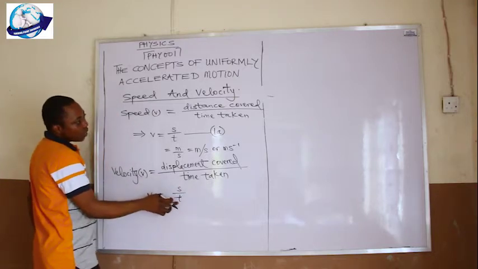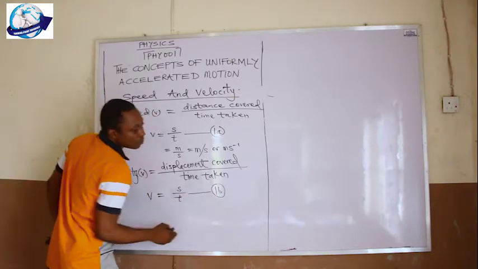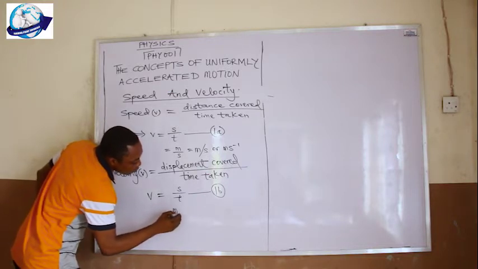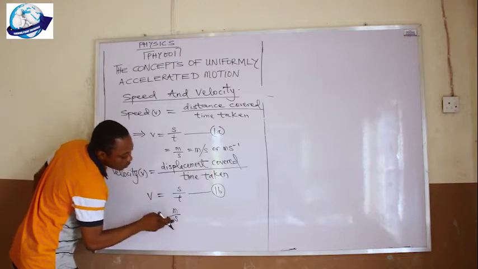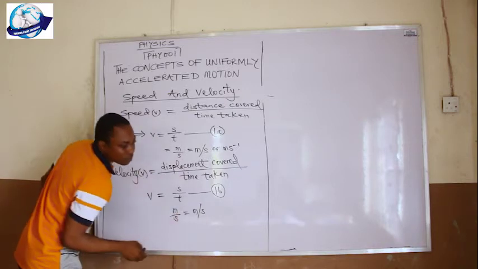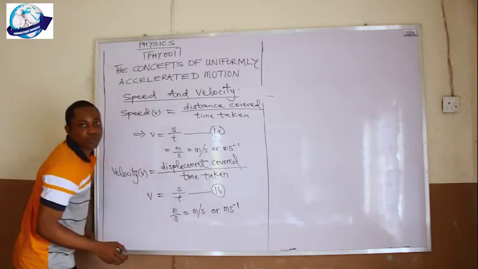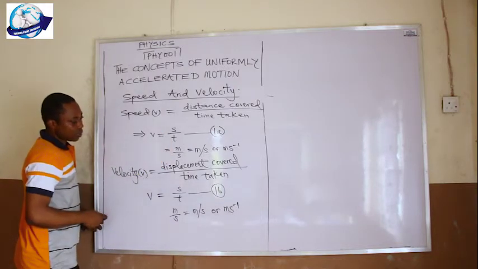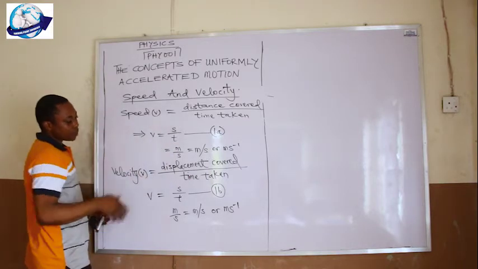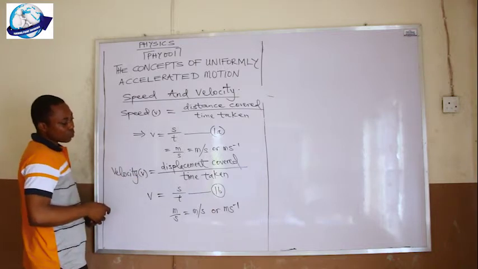Since displacement is measured in meters and time in seconds, we write it as m/s, meter per second. That's what we need to know here, that the SI unit for velocity is also the SI unit for speed, meter per second. The only difference is that speed is a scalar and velocity is a vector quantity.